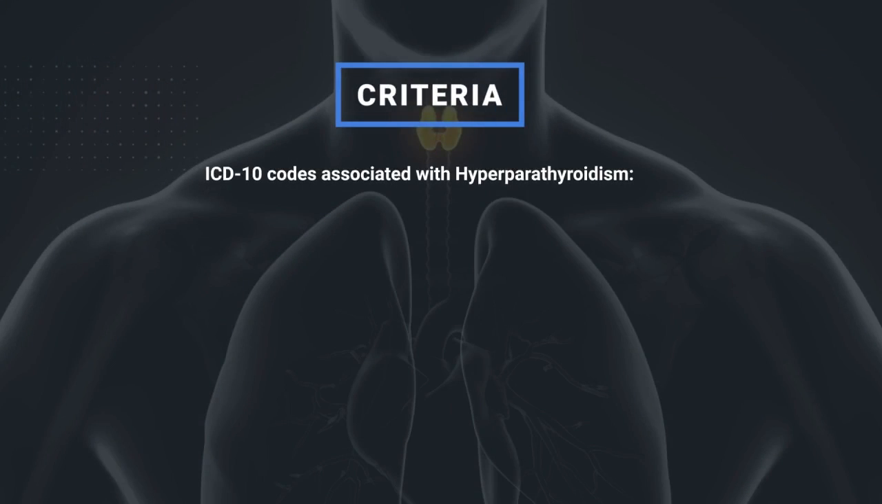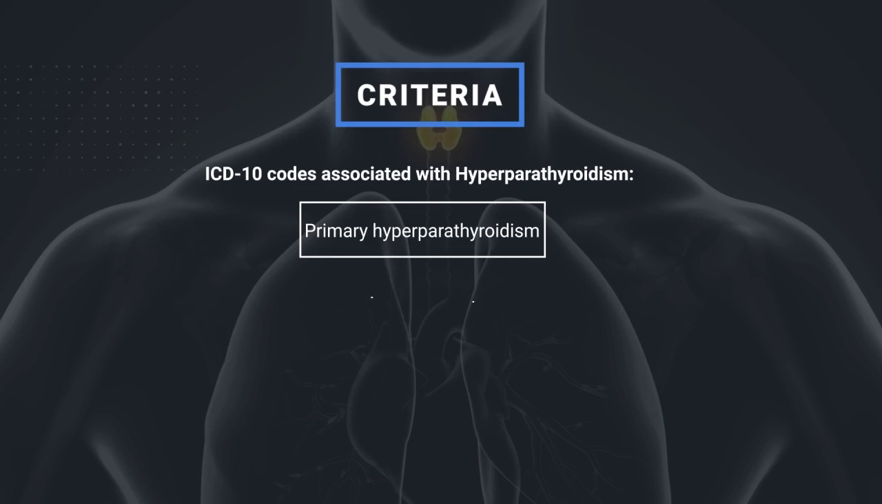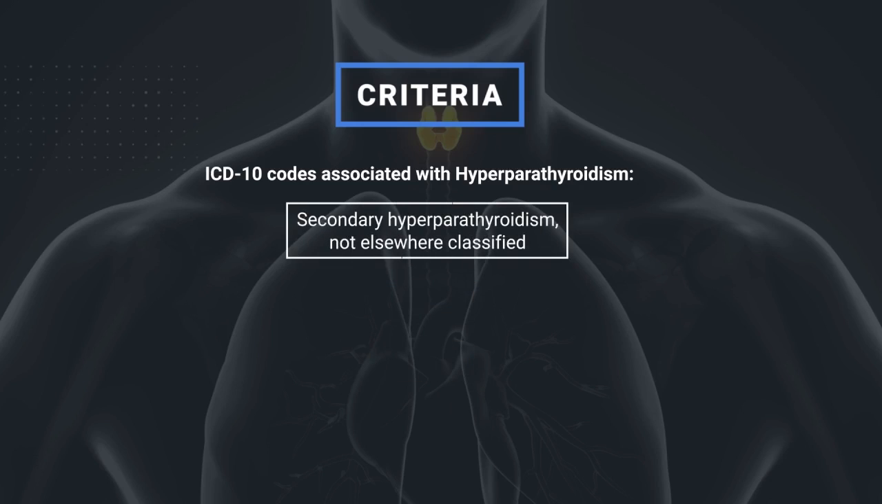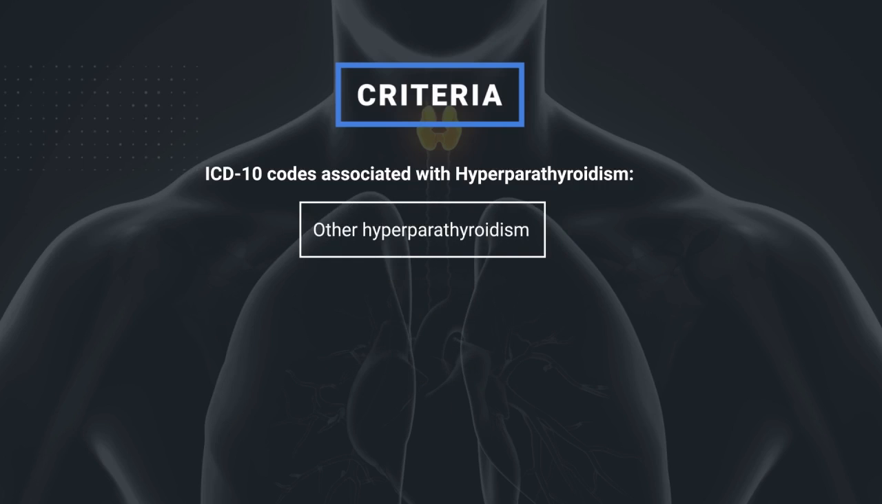Let us look at the ICD-10 codes associated with hyperparathyroidism. For primary hyperparathyroidism the code is E21.0, and it falls under HCC 23. For secondary hyperparathyroidism which is not elsewhere classified the code is E21.1 and the HCC is 23. For other hyperparathyroidism, the ICD code is E21.2 and HCC is 23.